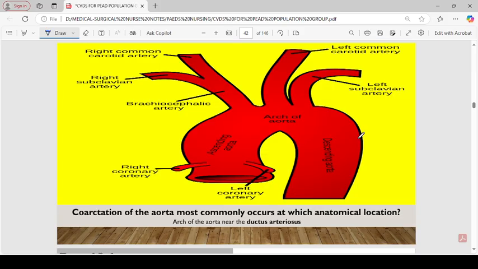Coarctation of the aorta most commonly occurs at which anatomical position? This is a common question, and the answer you should know is that it is at the arch of the aorta near the ductus arteriosus, right? Ductus arteriosus, where we have the pulmonary artery connecting to the aorta.